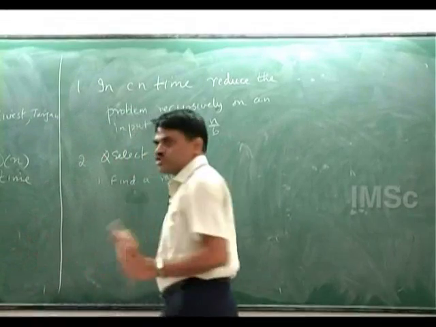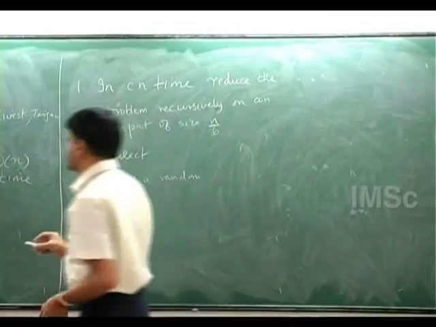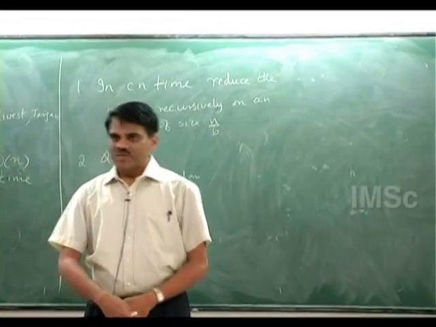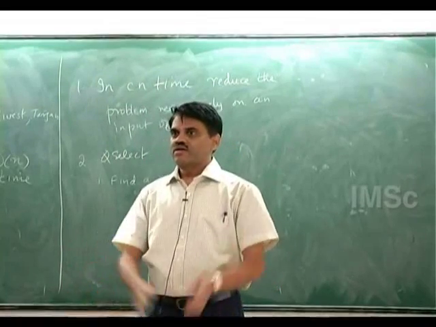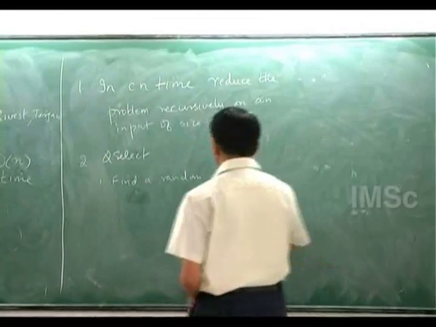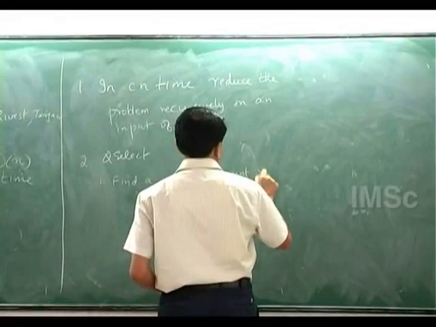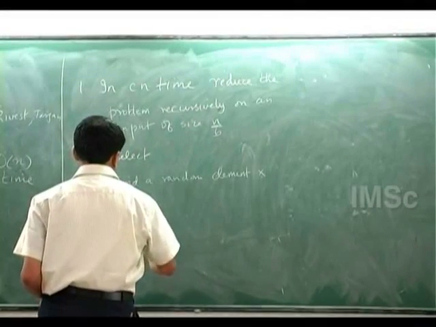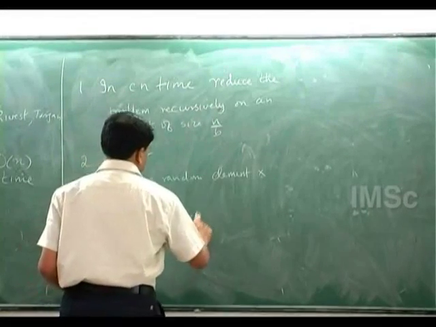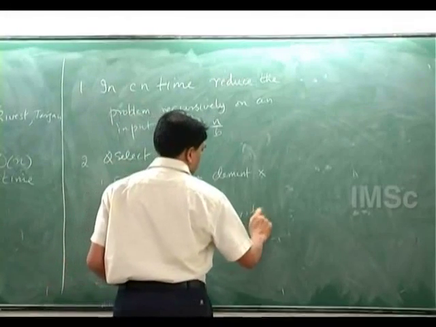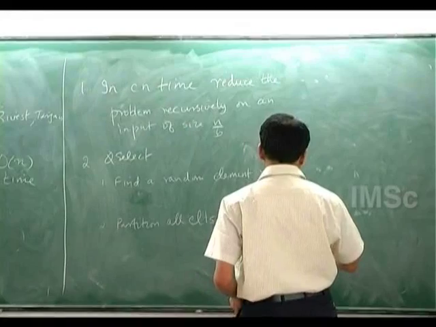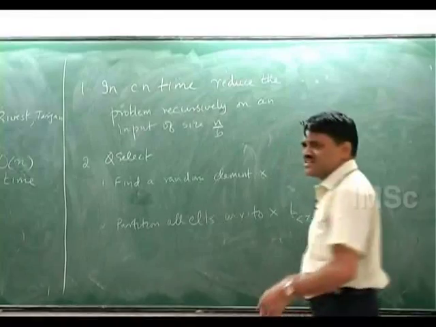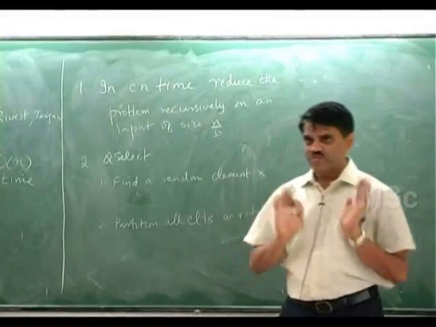Remember, now our goal is not to sort, but to find some kth smallest element. I'm going to just talk about kth, because in the recursive situation, I may not necessarily be finding the median, but some other element of some rank k. So find a random element x. Partition all elements with respect to x. My entire list is split into L less than x, x, and L greater than x. Let's assume all elements are distinct and you don't have to worry about tie breaking.